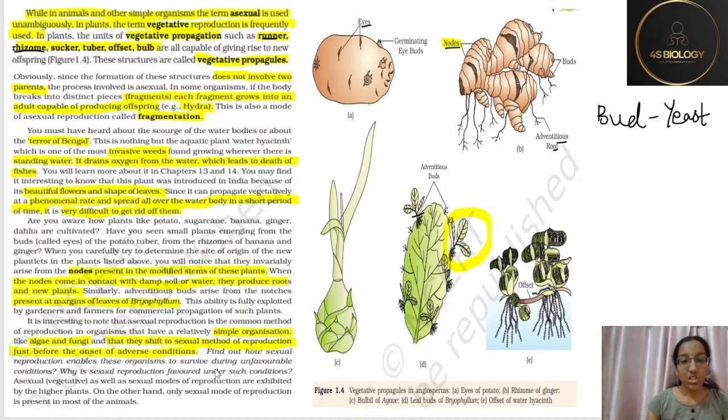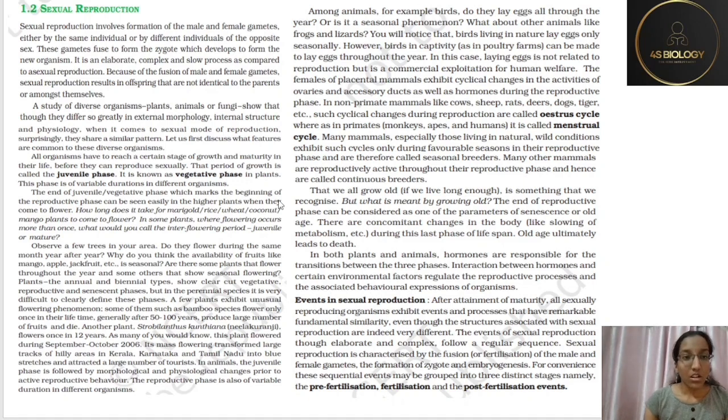Next, why is sexual reproduction favored under such conditions? This is a question. Asexual or vegetative as well as sexual modes of reproduction are exhibited by the higher plant. This is important and can be asked in MCQ also. Asexual as well as sexual modes can be exhibited by higher plants. On the other hand, only the sexual mode can be exhibited by most of the animals. Right? Next, moving on, sexual reproduction.